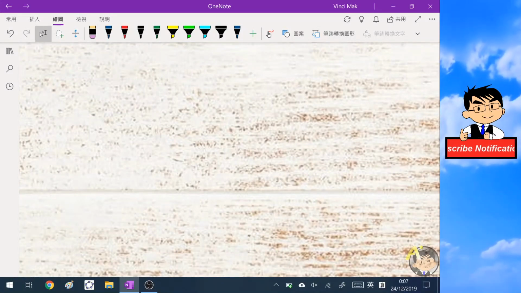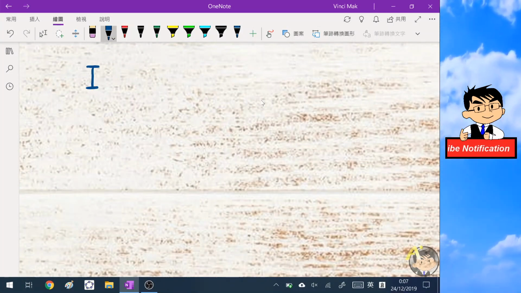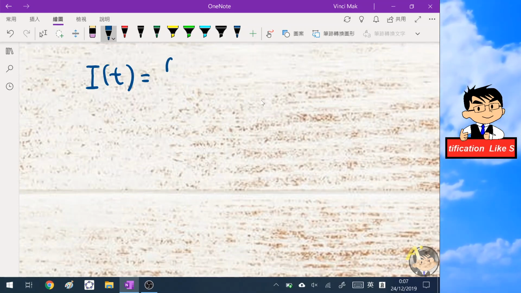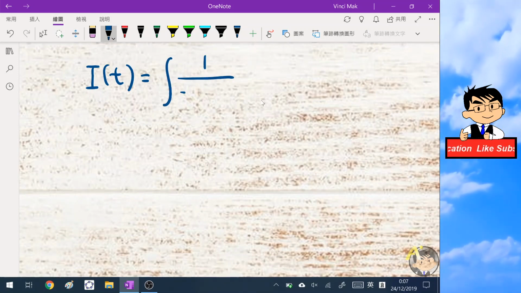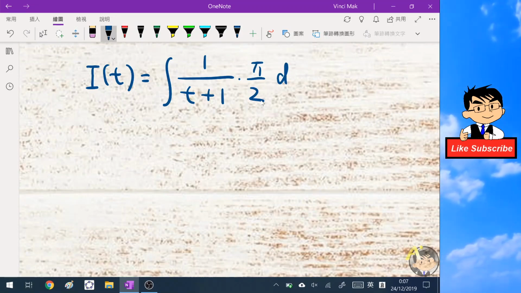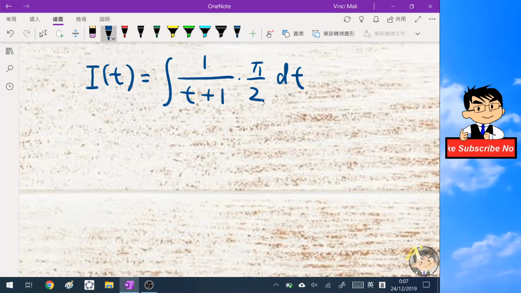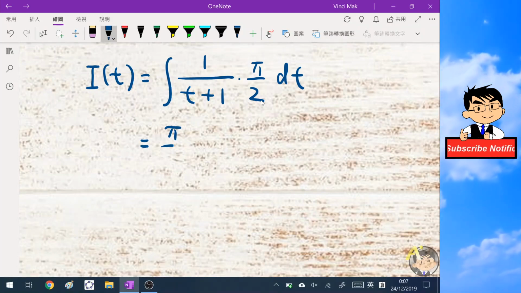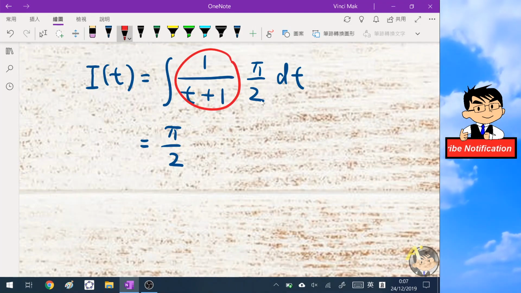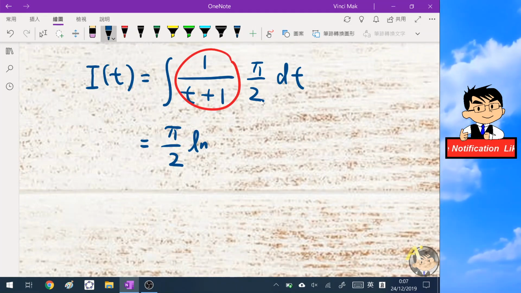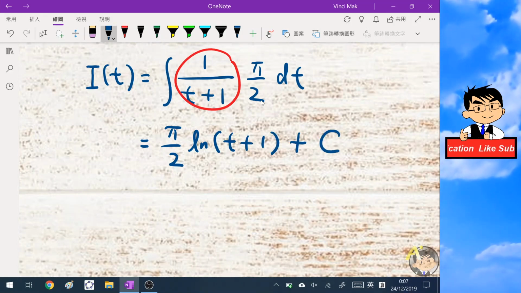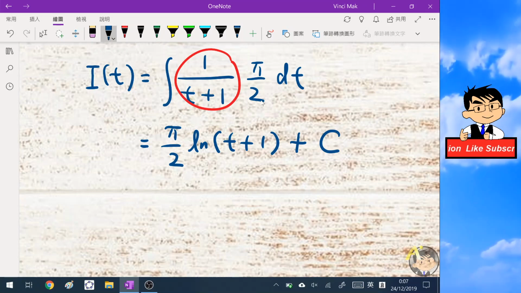So now our integral will be equal to, we integrate 1 over t plus 1 times pi over 2 with respect to t. So now I will move pi over 2, the constant, outside, and integrating 1 over t plus 1 is very simple, which is ln(t plus 1) plus an integration constant c.